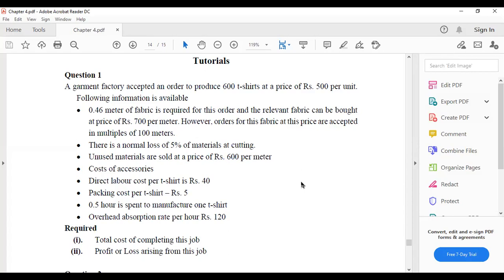0.46 meter of fabric per unit is required for this order, and the relevant fabric can be bought at a price of rupees 700 per meter. So you can purchase 1 meter at 700. However, orders for this fabric at this price are accepted in multiples of 100 meters. So when you are going to purchase this fabric, you can purchase them only in multiples of 100. Let's say that your requirement is somewhere around 250 or something, but still you need to purchase 300 because the purchases would only allow in 100 multiples. You can purchase 100, 200, 300 likewise.